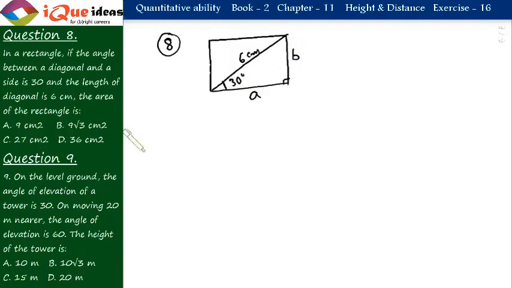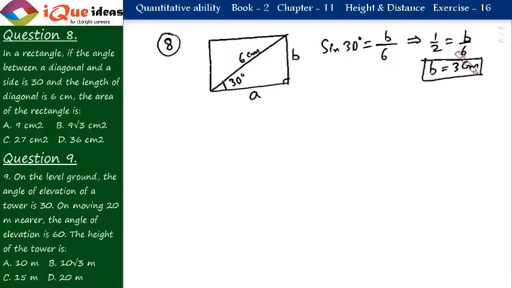From here, we have to calculate the area of the rectangle. Now, to calculate area, we need the values of A and B. So what do we do now? The hypotenuse length is given. So we'll apply, let's say, sine 30 degree. Whenever a hypotenuse is given, you have to use either sine or cos. So sine 30 degree from this triangle would be equal to B divided by 6, opposite side divided by hypotenuse. And we know that sine 30 degree is 1 by 2. So 1 by 2 is equal to B by 6. So this gives us B equal to 6 by 2, that is 3 centimeters.